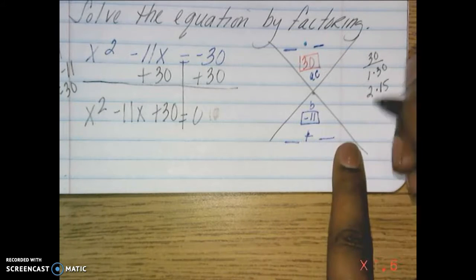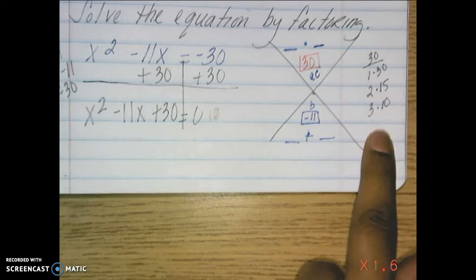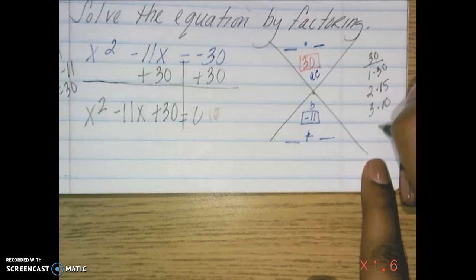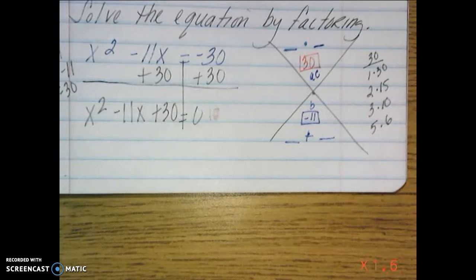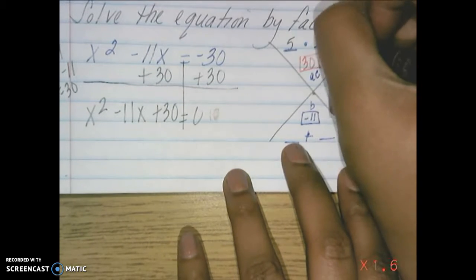13 or 17, nope, won't work. 3 times 10 is 30, I'm sorry, that's going to be 7 or 13. There's no 4 that will work, so we will go to 5 and 6. Okay, 5 and 6, my last two factors. So in this case, it's going to be 5 and 6.